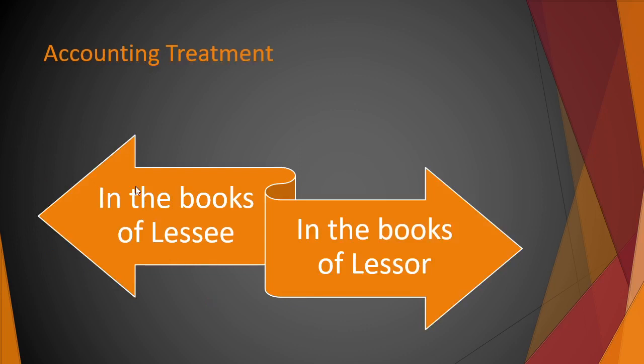So let us start with the accounting treatment. As far as the accounting treatment, we are going to record in two sets of books. The first one in the books of lessee and the second in the books of lessor. One who makes the payment is lessee and one who receives the amount is the lessor. So we are going to see the accounting treatment in both sets of books, in the party of lessee and in lessor's party.